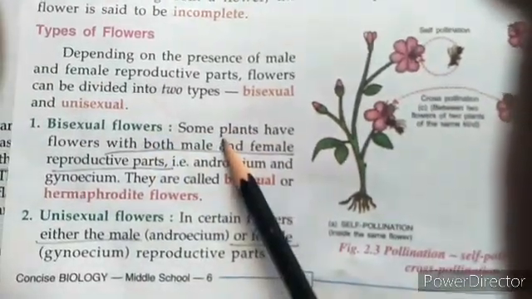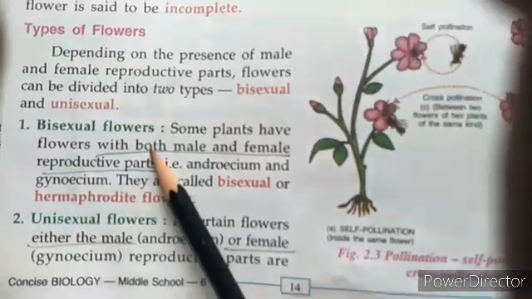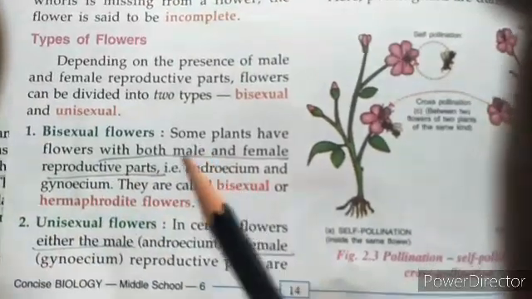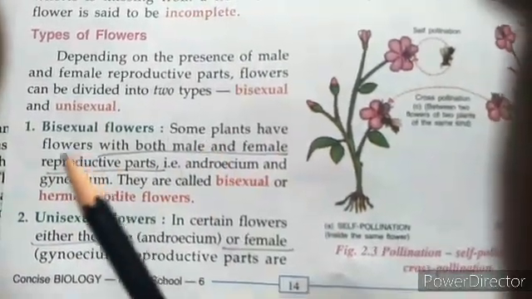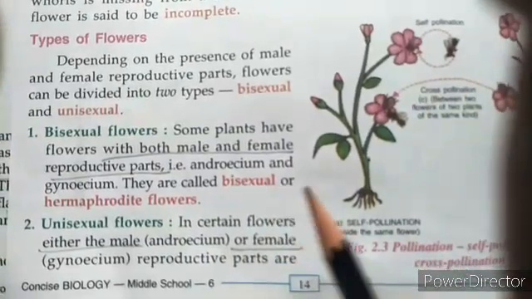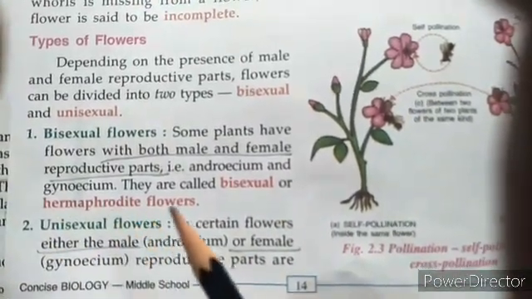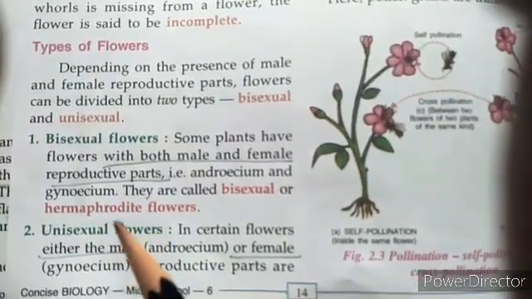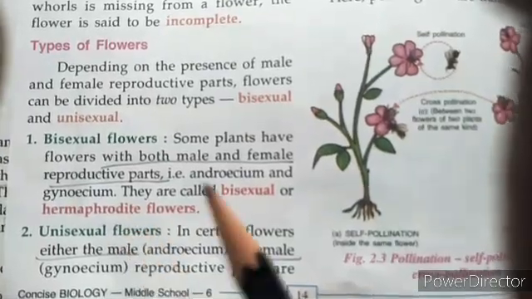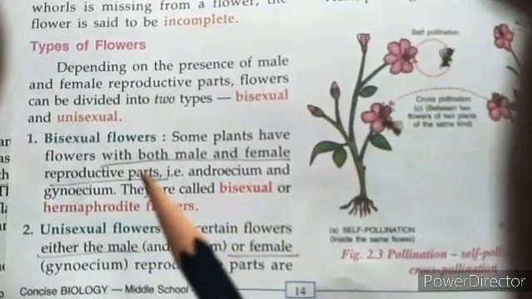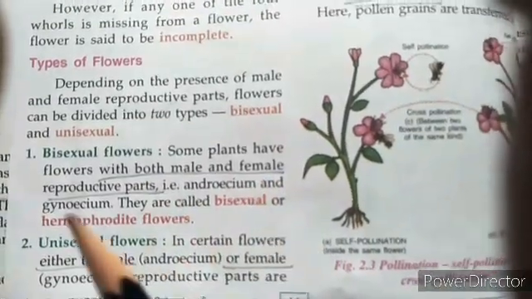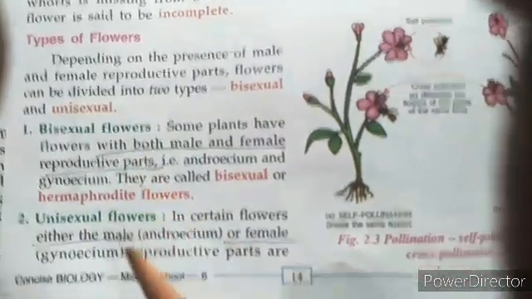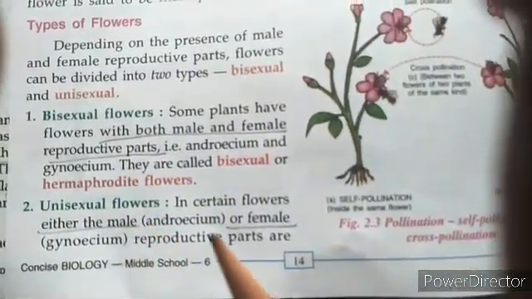In a bisexual flower, the plant has flowers with both male and female reproductive parts. That is as we saw in the diagram. Androecium and gynoecium both are present in the same flower. Such a flower is known as a bisexual flower, also known as a hermaphrodite flower. Hermaphrodite means male and female sexual parts present in the same organism. The same flower has the male part and the female part for reproduction. Therefore, it is known as bisexual or hermaphrodite. The second type, unisexual flower.